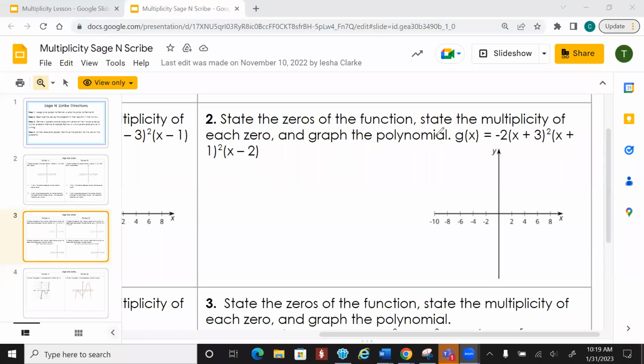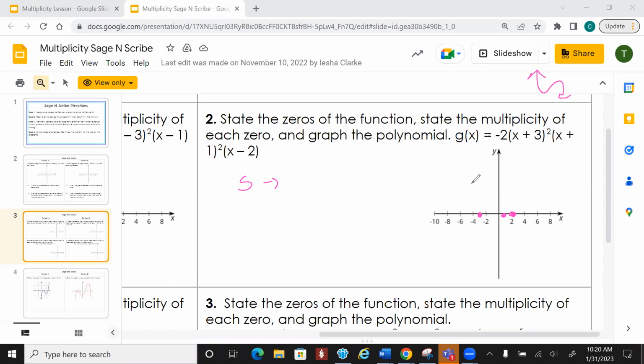All right, so state the zeros of the function. So what are the zeros of this guy? -3 and 1 and 2. Okay, and what degree is this? 5. 2 plus 2 plus 1 is 5. So we have an odd degree. Is it negative or positive? Negative. So it's going to be facing like this, right?